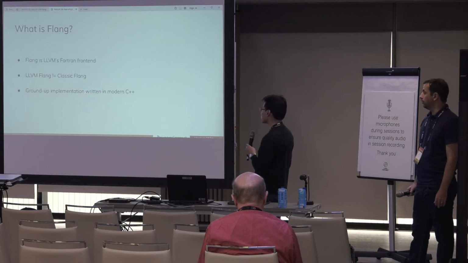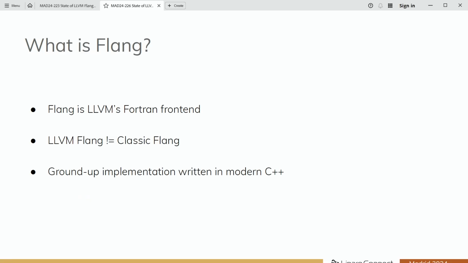So first things first, for those who are not familiar with this, Flang's the new LLVM Fortran frontend. There's a bit of confusion because there was another compiler called Flang before, which is the open source version of the PGI Fortran compiler, which we will refer to as classic Flang. So from now on, when we say Flang, it's the new Flang. The new Flang is a new frontend.